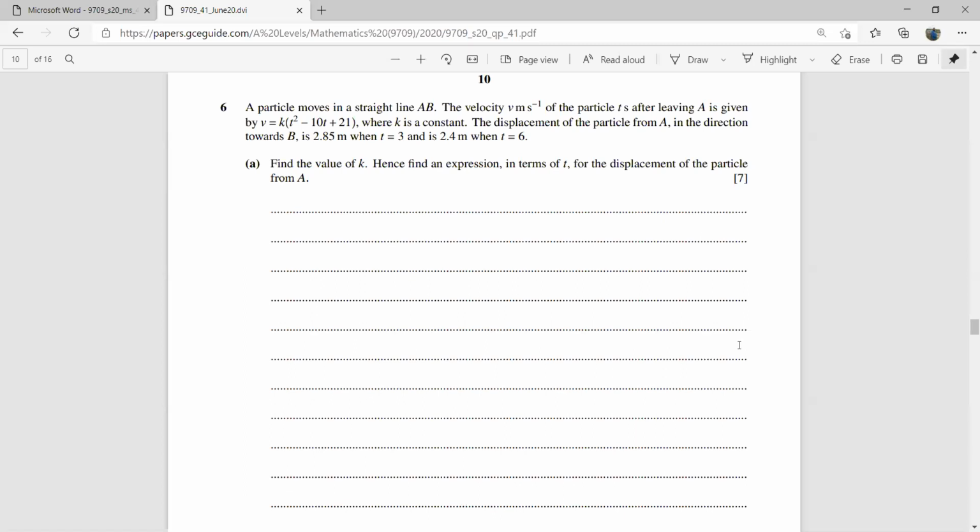Okay, a question on kinematics too. A particle moves in a straight line AB. Let me draw that line AB here, the straight line AB. Okay, this looks like a bumpy straight line, so please forgive me for that.